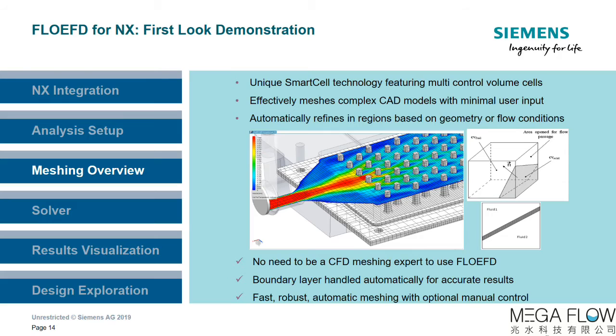The benefits of FloEFD's unique mesher are that it's very simple for a non-expert to generate an accurate grid. The boundary layer is handled automatically without the high cell count requirement at the wall. The mesher has a default automatic setting which can be augmented with manual conditions if desired.